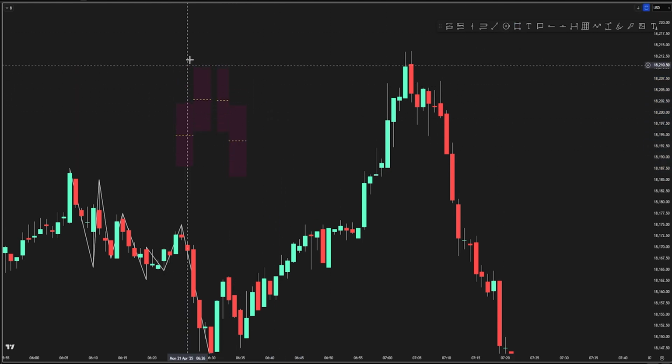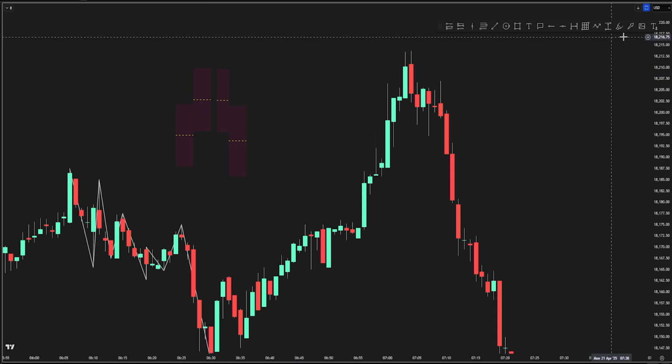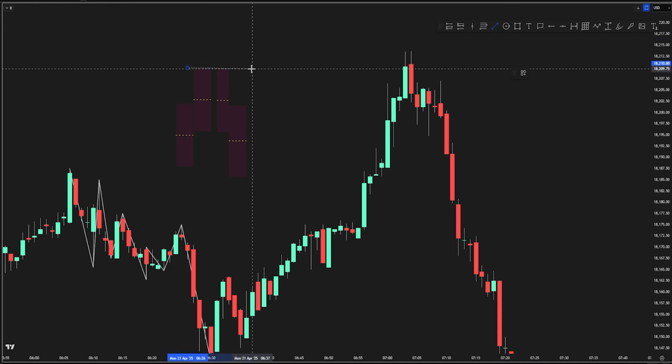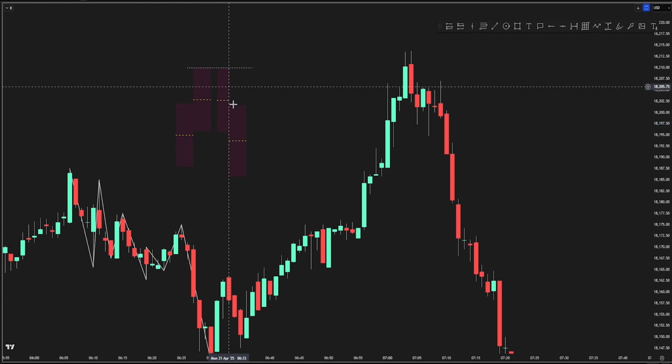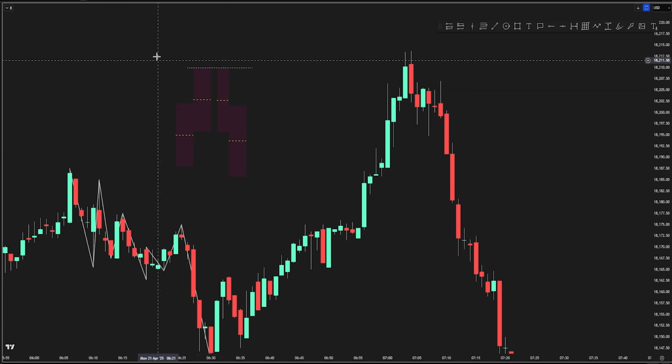It can be candle 1, 2, 3, 4, and candle 2 and 3 are equal, but they're both higher. So you draw a line like this, they're equal, but candle 2 and 3 are higher than candle 1 and 4. That would also make a high.